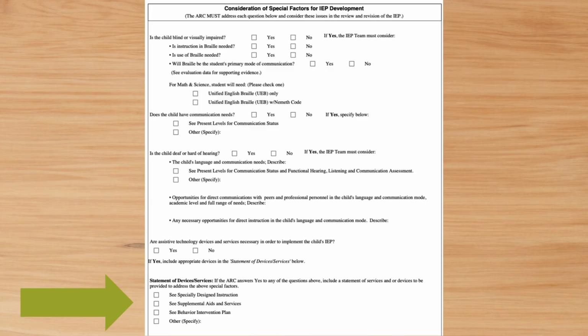So there's things like specially designed instruction. So if you have an IEP, you are going to have specially designed instruction. Are there any needs of supplementary aids and services? Do you need a behavior support plan on there, or other pieces that would need to support this IEP?